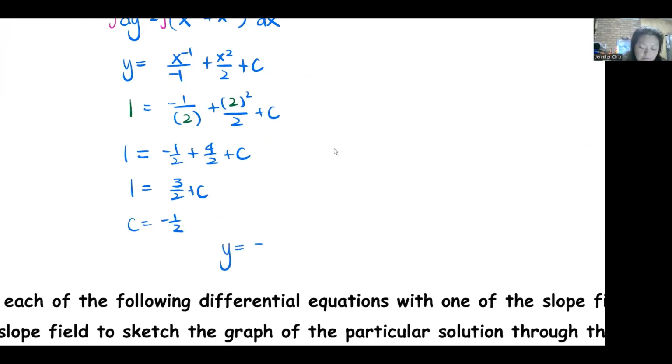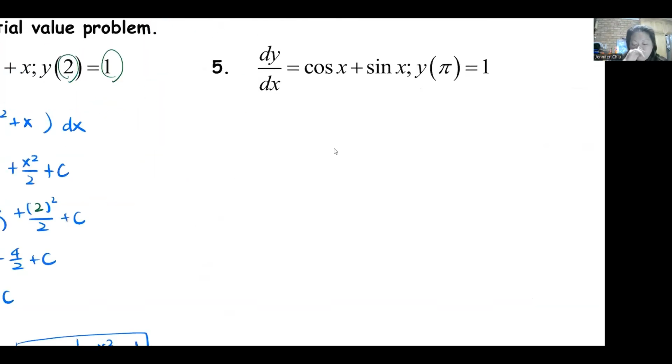So y equals negative 1 over x plus x squared over 2 minus 1/2 will be your final answer for this equation. Okay. All right, trig functions work the exact same way. So separate my variables. dy equals cosine of x plus sine x dx over here. Take the antiderivative.